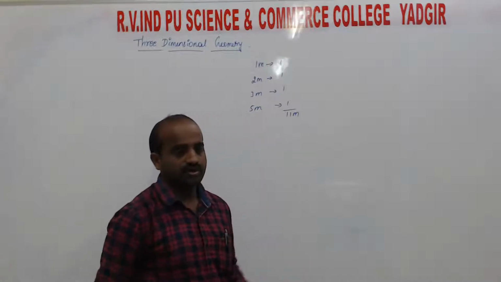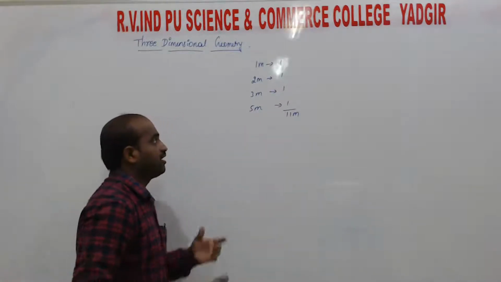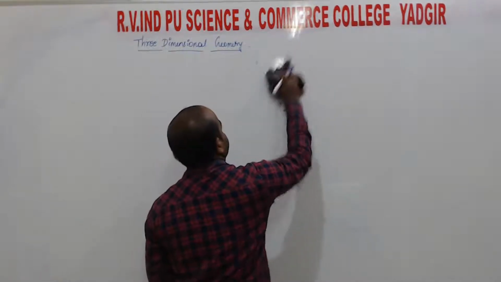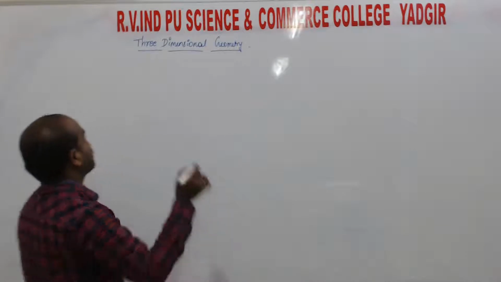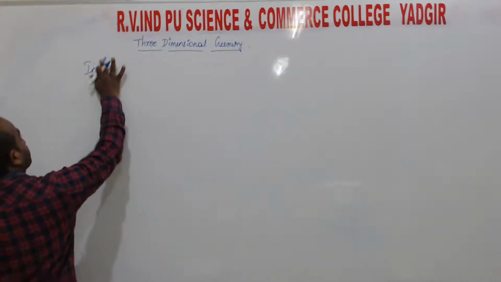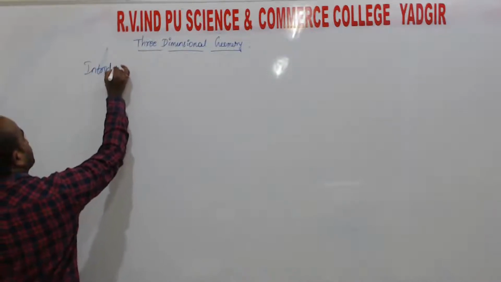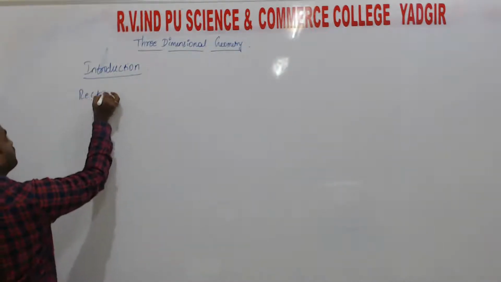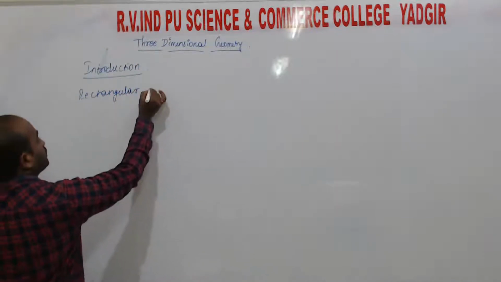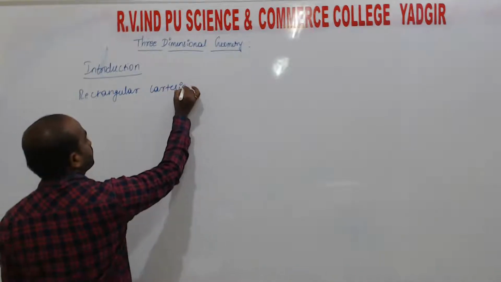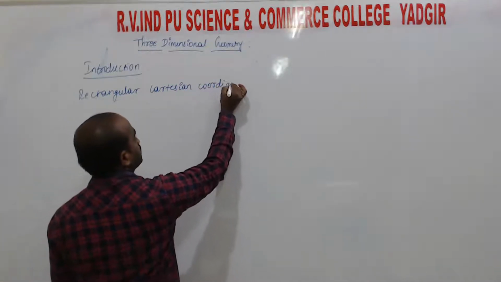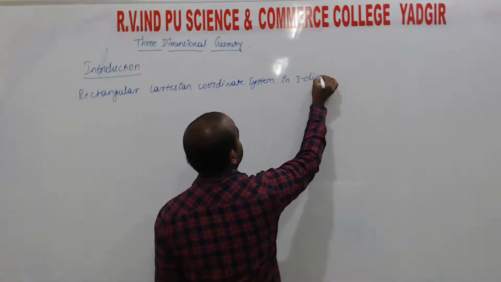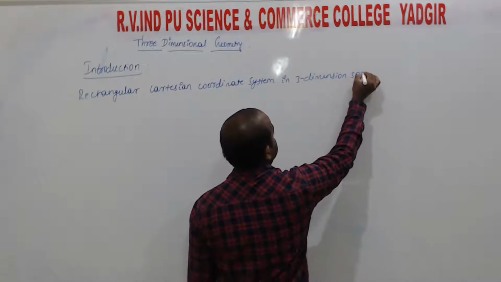Today first we will discuss some introduction part. After that we study direction ratios and direction cosines. First, the introduction part: rectangular Cartesian coordinate system in three-dimensional space.